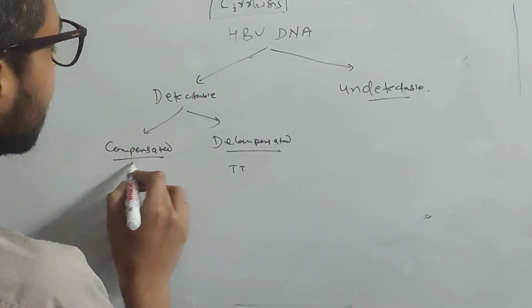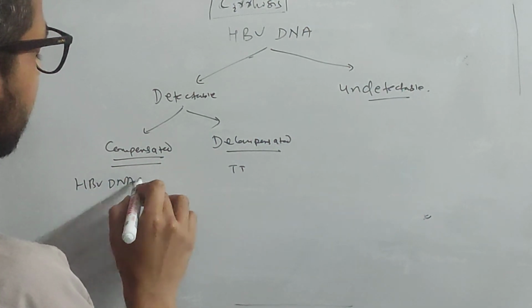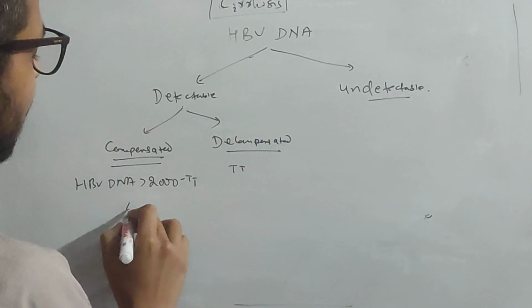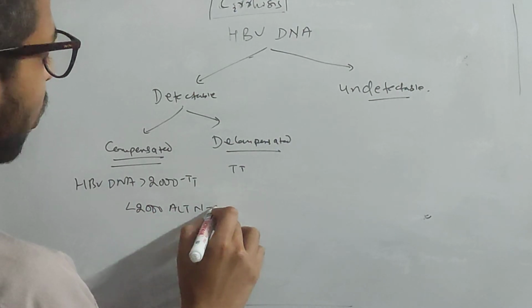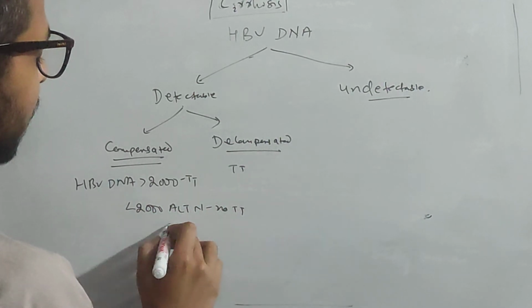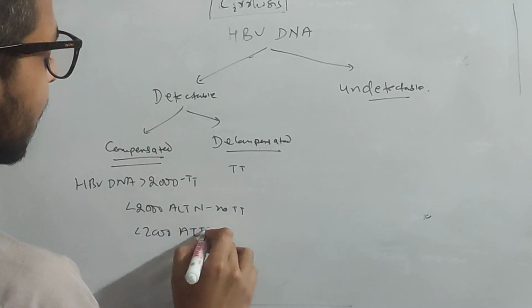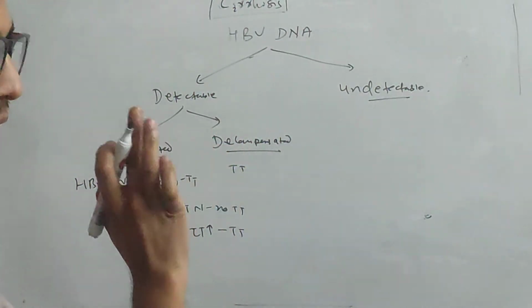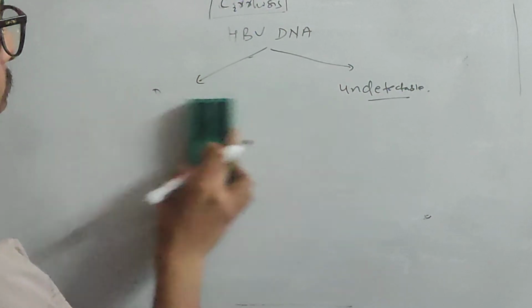And let's suppose the patient is compensated, then you look for HBV DNA level. If it is greater than 2000, treat it. Less than 2000 and ALT normal, no treatment required. If less than 2000 but ALT is elevated, then treatment is required. But for decompensated, you treat it, if detectable viral load.